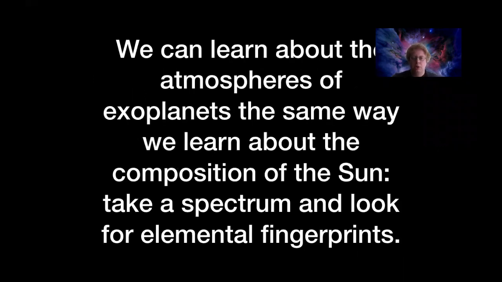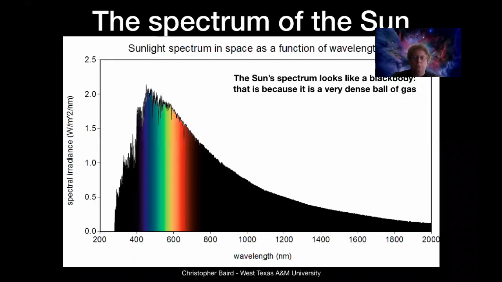So the basic way that we can learn about atmospheres of exoplanets is the same way that we learn about the composition of stars like the sun. Basically, you take a spectrum, you take the light from that star, or in this case, that planet, you split up that light into different colors, and you look for the fingerprints of different elements to try to figure out what this object is made out of. So this is basically the same process as what astronomers did for the sun about a century ago.